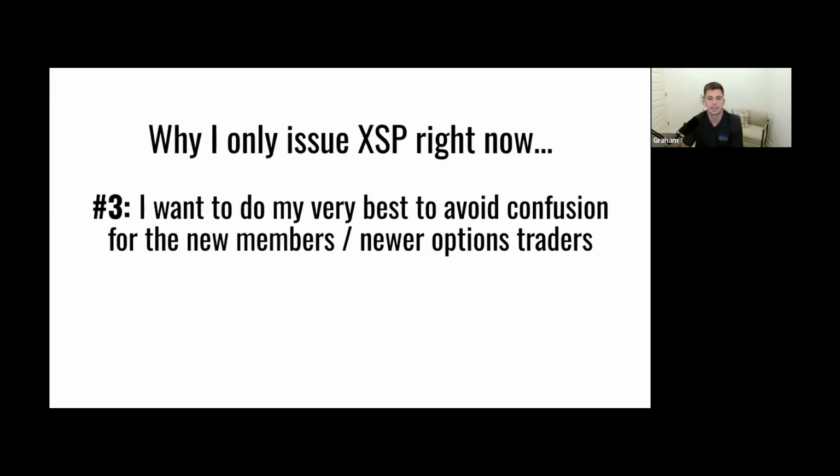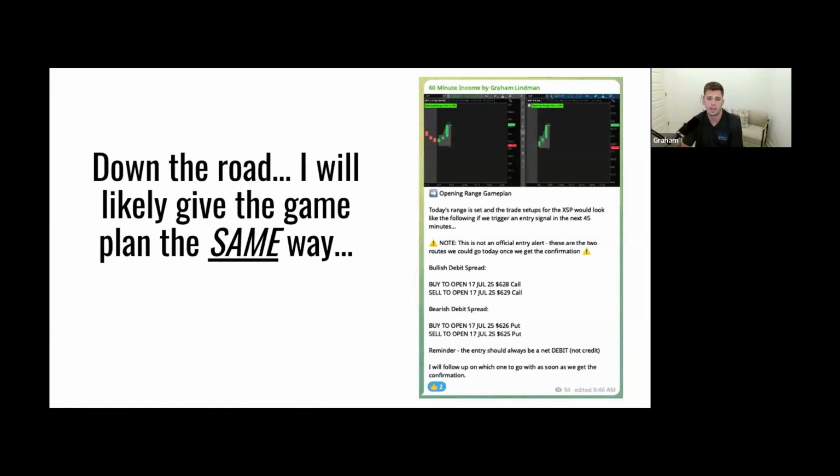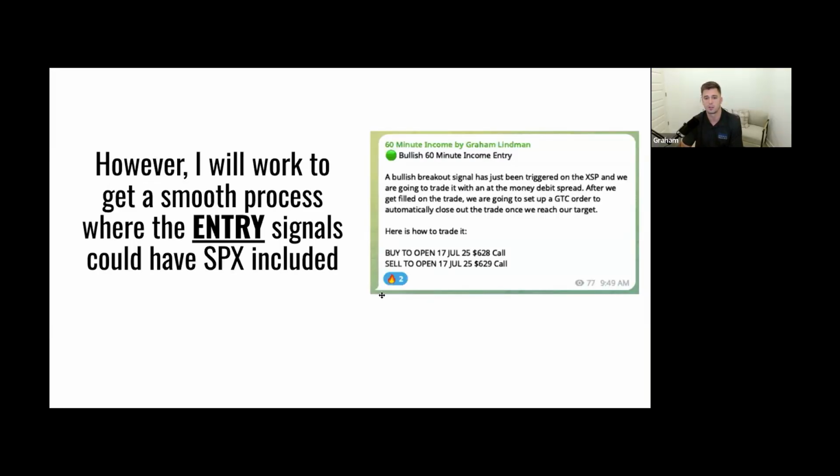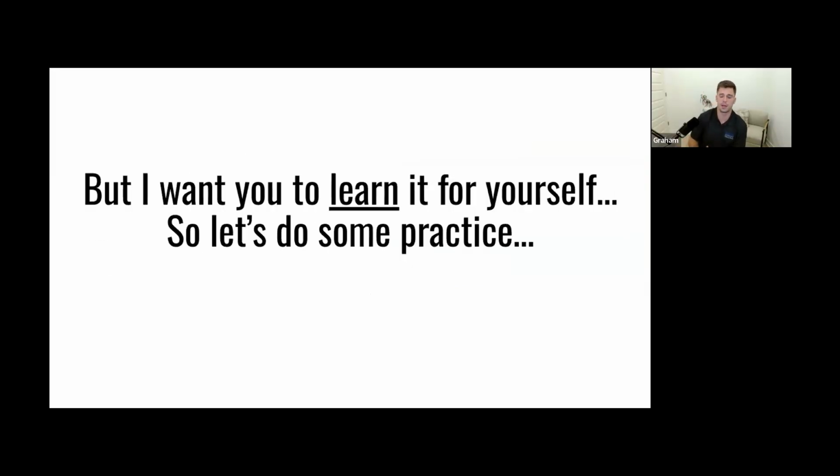This is old. I need to take this out because now I give you both SPX. Again, the game plan is just XSP, but when the entry signals come out, I give you SPX as well. Now, how do you pick these? How do I pick these? How can you do them on your own? Again, I want you guys to learn.